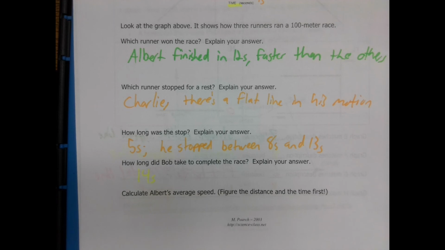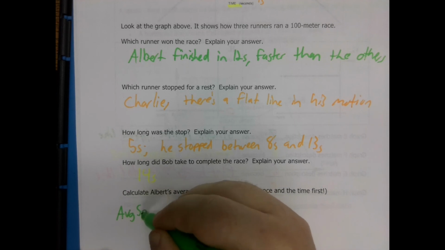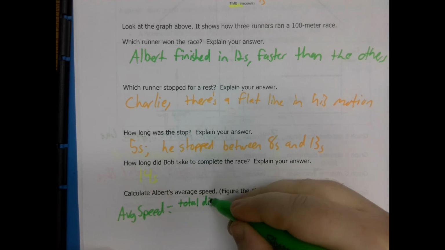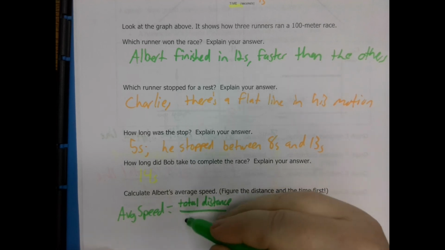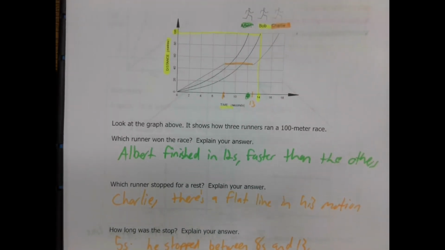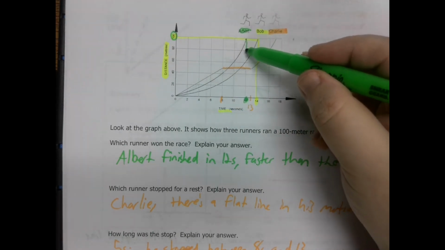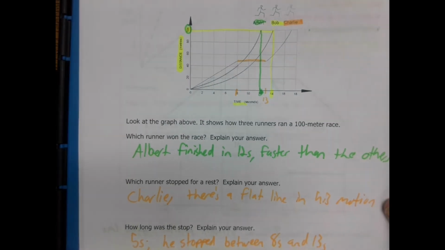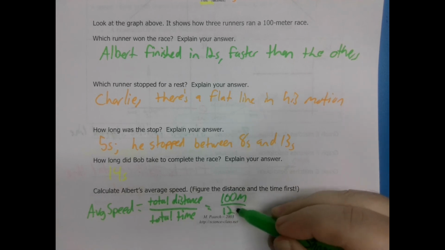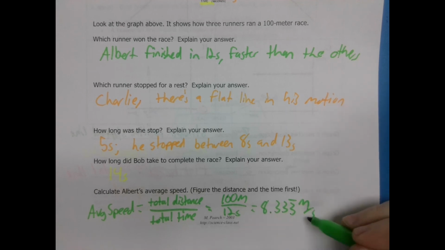So what was Albert's average speed? So average speed is equal to total distance divided by total time. So his total distance was 100 meters, and he traveled it in 12 seconds. So he went 100 meters in 12 seconds. So 8.333 meters per second.